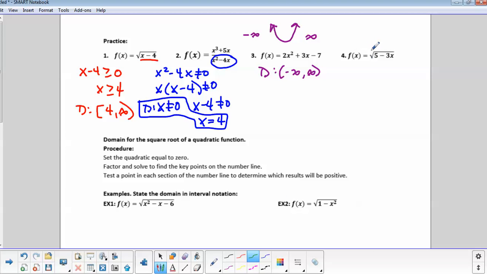All right, and here we have another square root. So we're going to set the inside part, 5 minus 3x, greater than or equal to 0. -3x is greater than or equal to -5. And when you divide by -3, remember to flip your inequality. So x is less than or equal to 5/3. So you can write your domain this way, or you can write -infinity to 5/3.